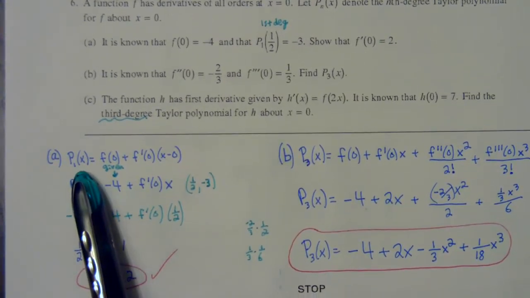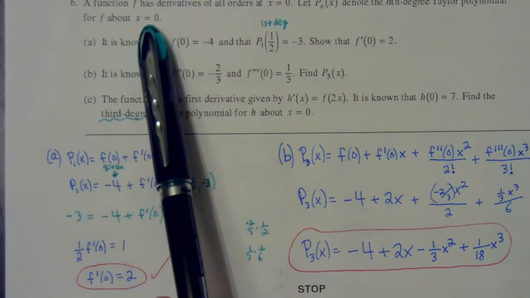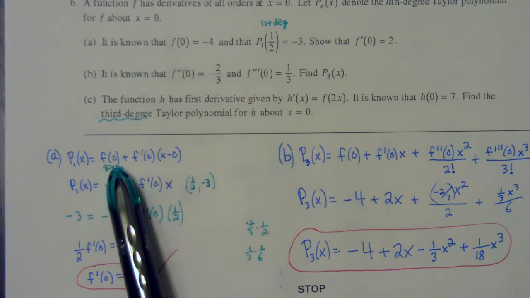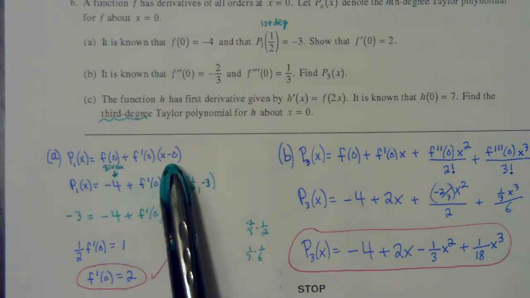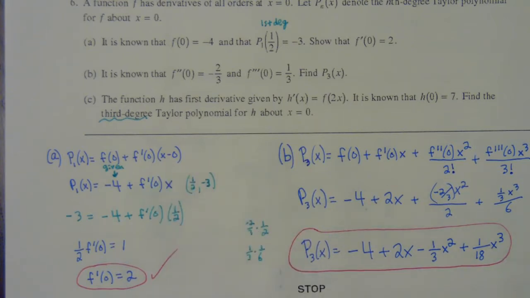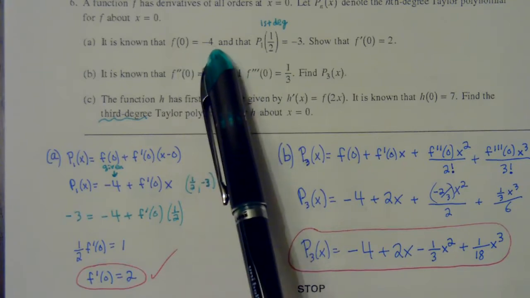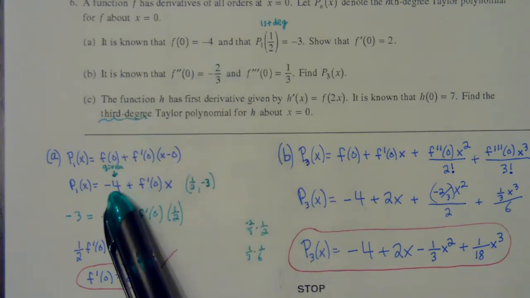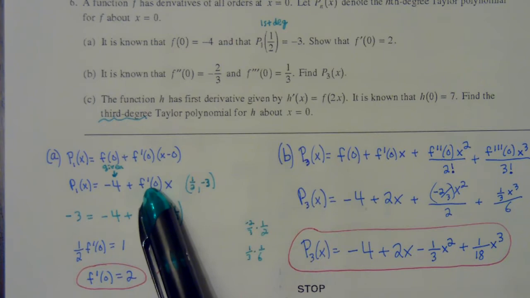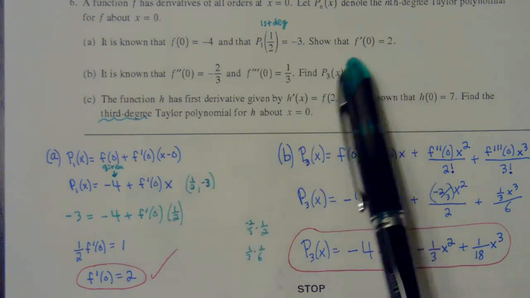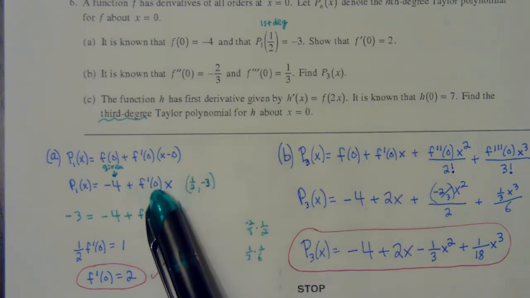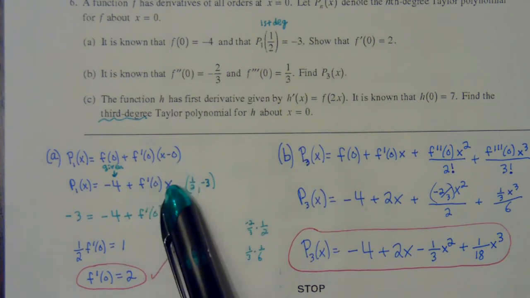So I said a first degree Taylor polynomial about x equals 0 is going to be f of 0 plus f prime of 0 times (x minus 0) to the first over 1 factorial, and then it stops. And then they give us a bunch of stuff throughout this problem. So f of 0, they straight up give us is -4, so I plugged that in. F prime of 0, I didn't know what that was. I was supposed to figure that out, so I can't use that 2 yet. I'm supposed to show that that's equal to 2, and that's just x.